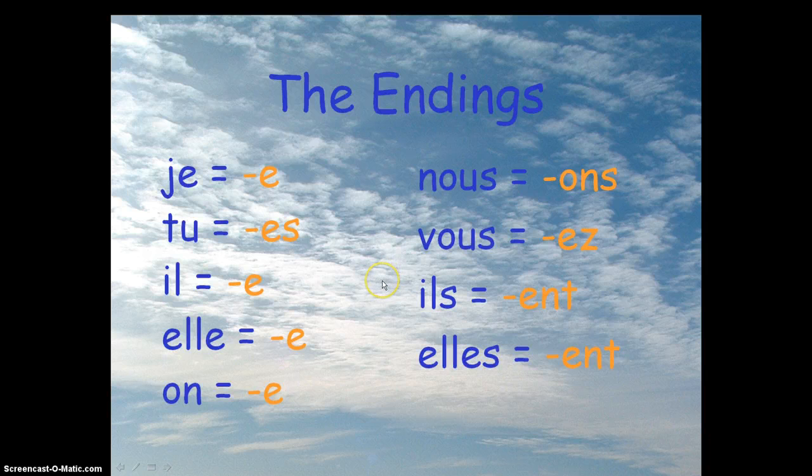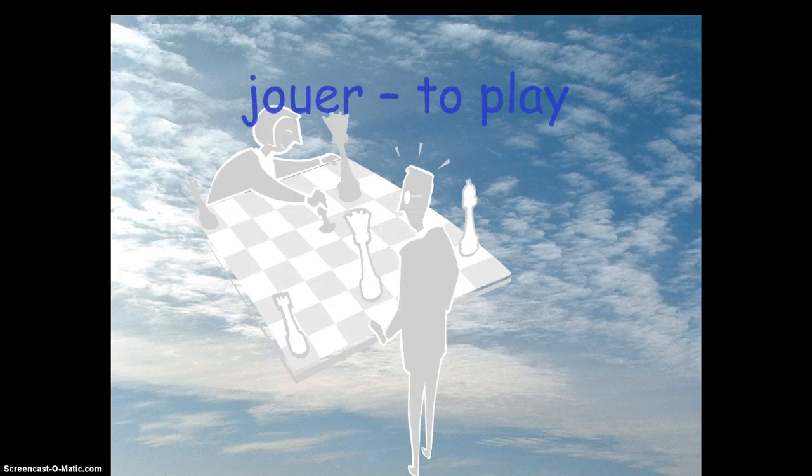Okay, it's very important and very crucial that you know it because it's going to be exactly the same form for the verb endings in ER, the regular verbs ending in ER. All right, so let's go ahead and do some examples. Jouer, for example, it means to play.